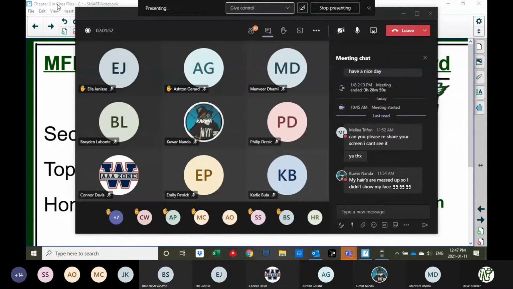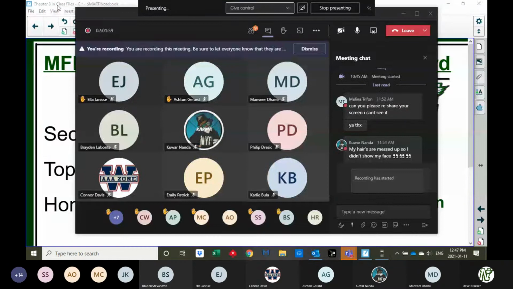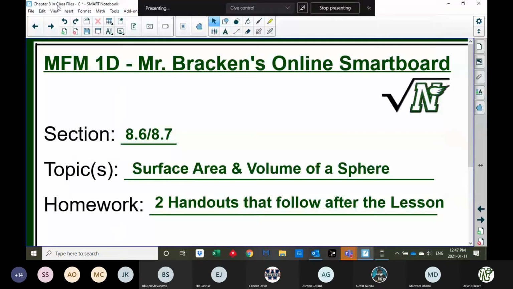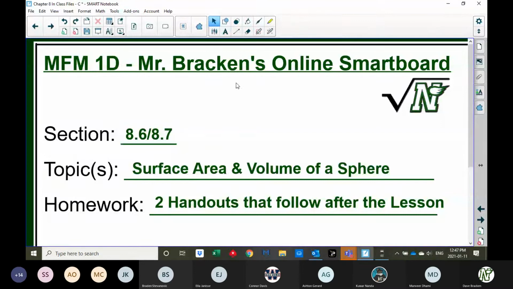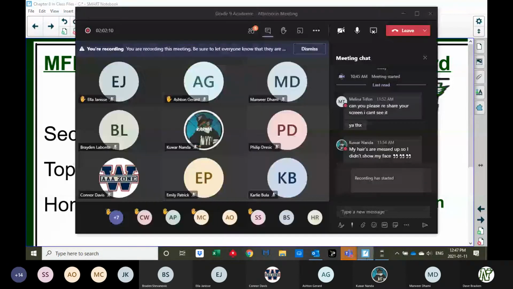And we're going to start with a lesson today on surface area and volume of a sphere. Now, we are going to have two handouts that you are going to complete after this. Those will be your homework and I'll have you submit those, but I'm just going to go through the lesson with you on the surface area and the volume.